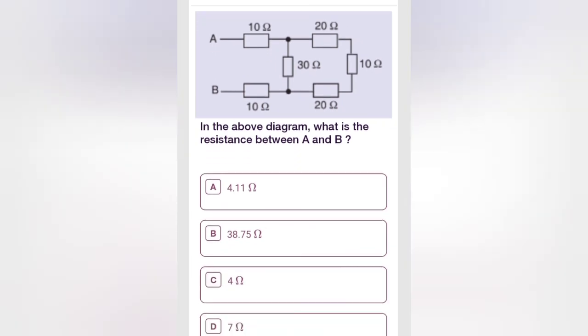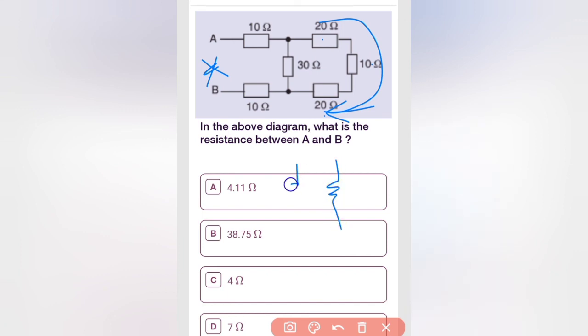Here we need to find out the total resistance. To find the total resistance we have to go from the closed end, not from the open end. So from here, these three resistors are connected in series. 20 plus 10 plus 20 is 50 ohm. So the 50 ohm resistor is connected in parallel with this 30 ohm, which is connected in series with 10 ohm. So 30 and 50 ohm are parallel.